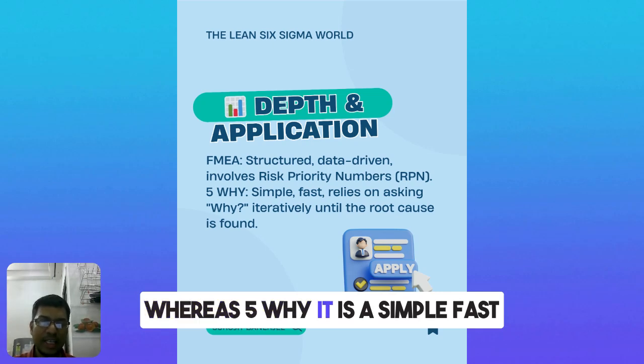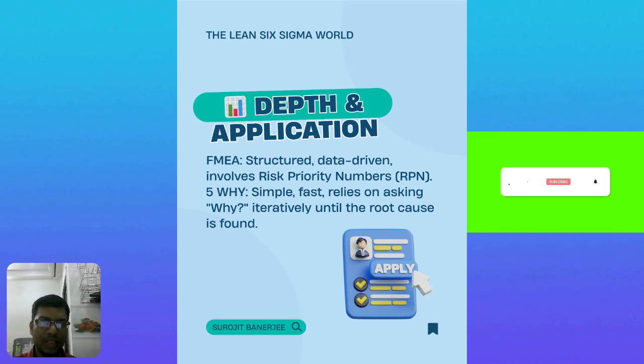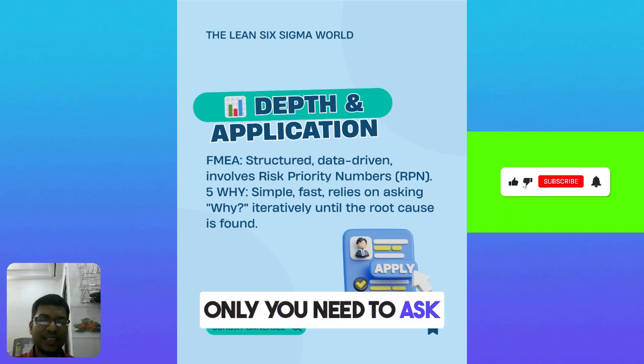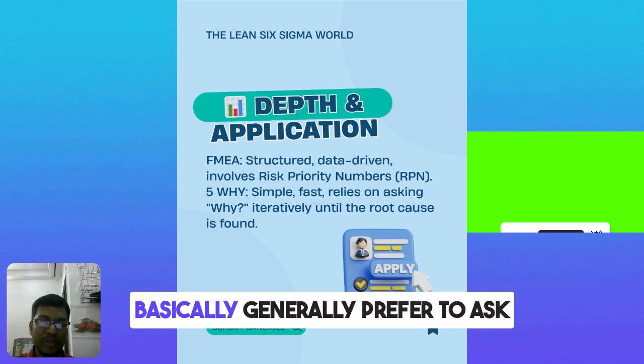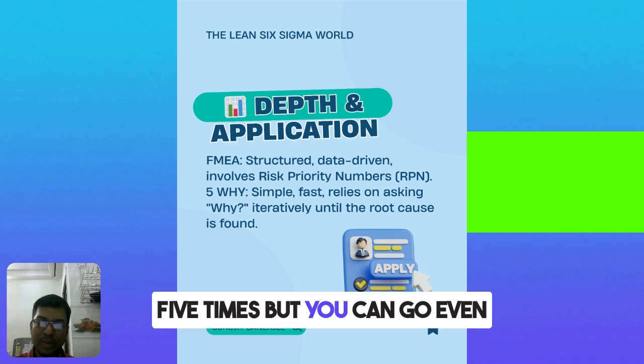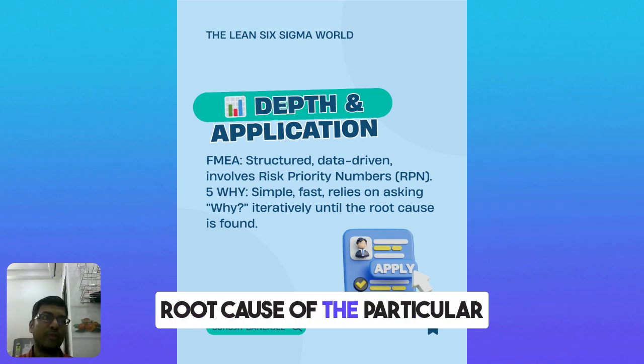Whereas 5 Why is simple, fast, and relies on asking why only. You need to ask why repeatedly until you find the root cause. Normally we prefer to ask 5 times, but you can go even more than that to find the root cause of the particular problem.